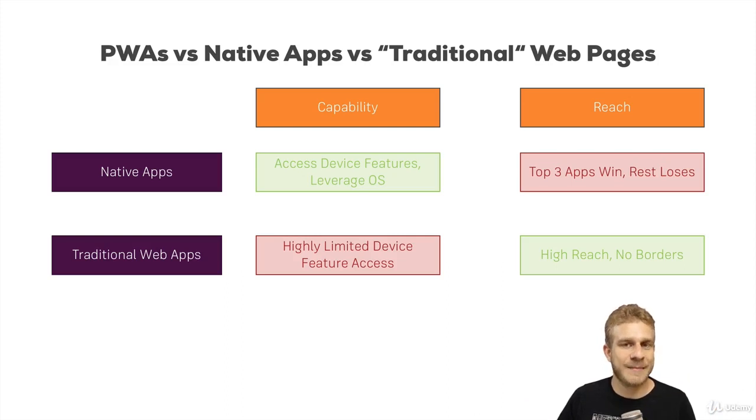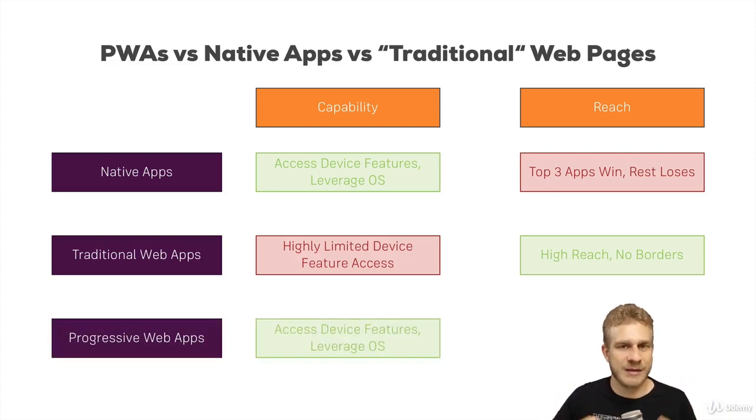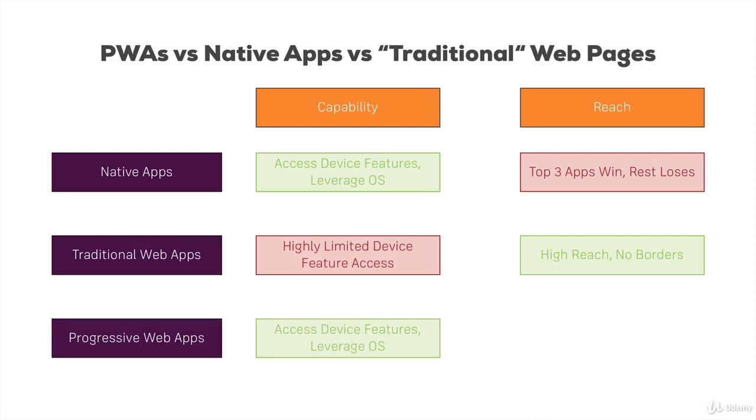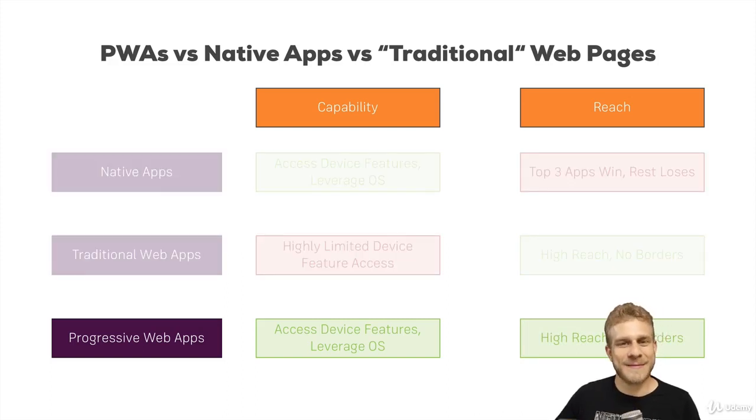A progressive web app now combines the best of both worlds. There, we can access a lot of the native device features, we can make it available offline, and we do have good reach of course, because it's still a web app running in the browser. This is why we will focus on progressive web apps in this course, and why learning them really is a good idea. You can get the best of both worlds and deliver awesome experiences to your users.